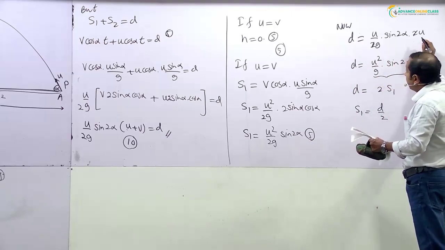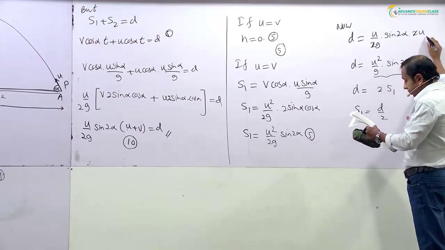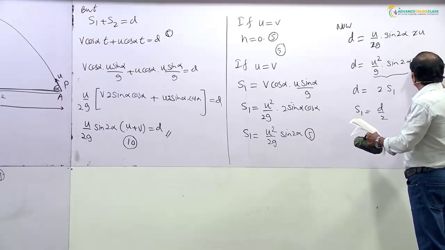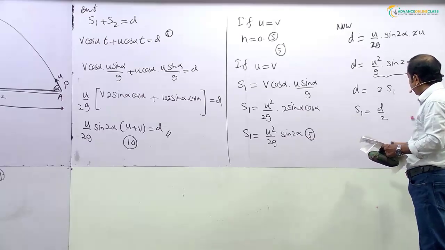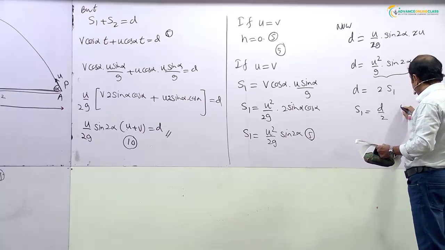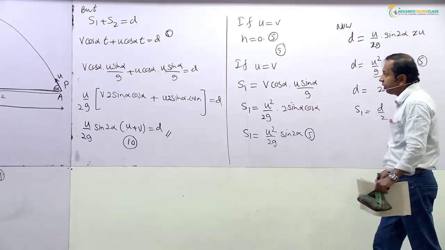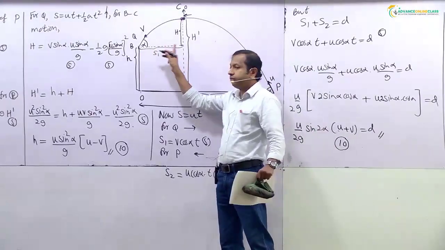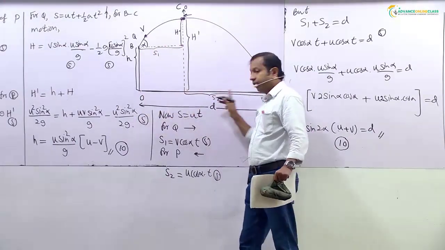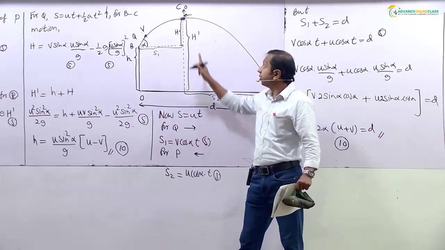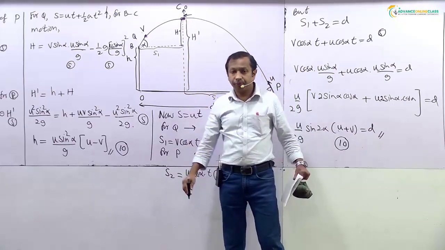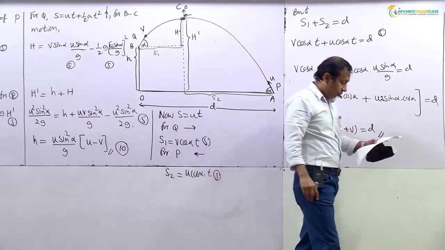Find in this, 5 marks, and write in terms of d this way, another 5 marks. S1 equals d by 2, for this another 5 marks. What do you mean by this? S1 means this length, no? It is equal to half of this d. That means collision takes place at the midpoint of OA.